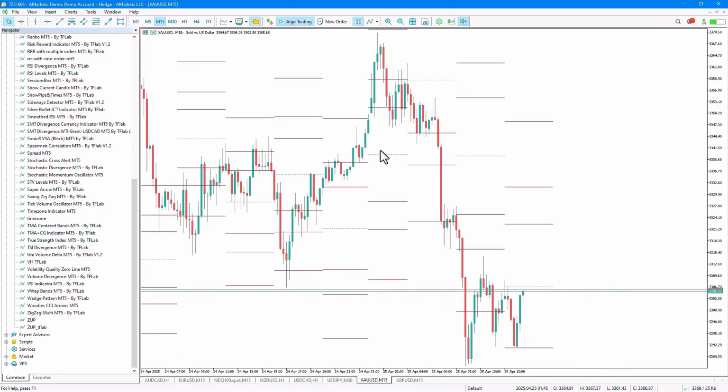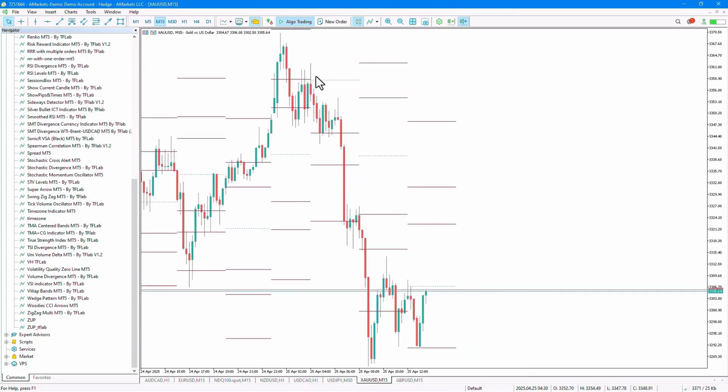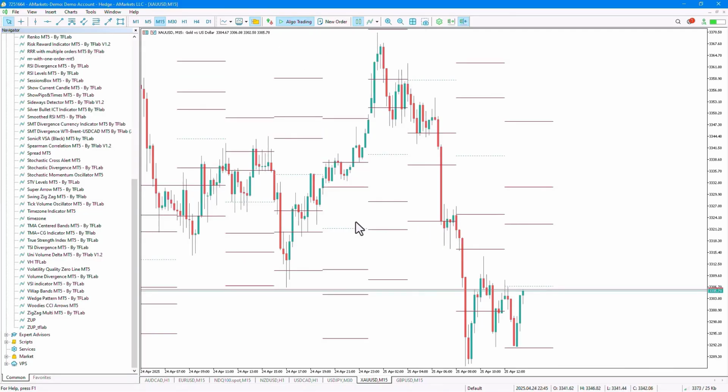When the price is above the central level, it indicates an upward trend, and when it is below the central level, it indicates a downward trend. Additionally, traders can use the support and resistance levels to set their take profit and stop loss.